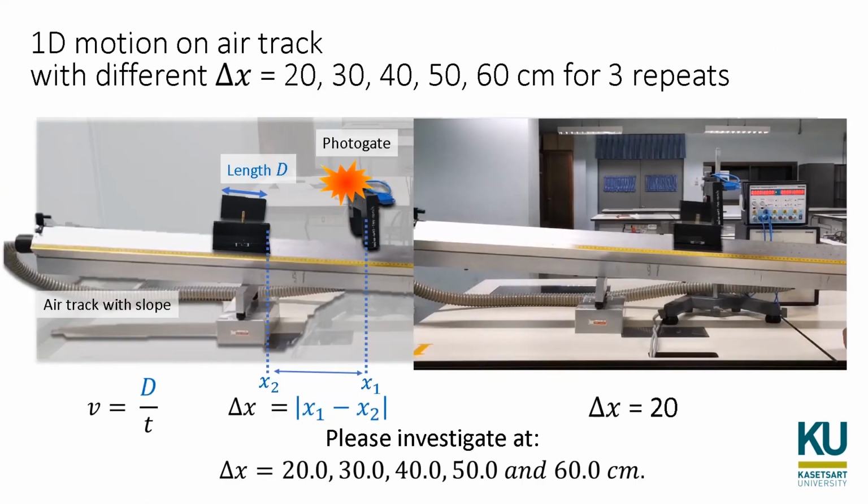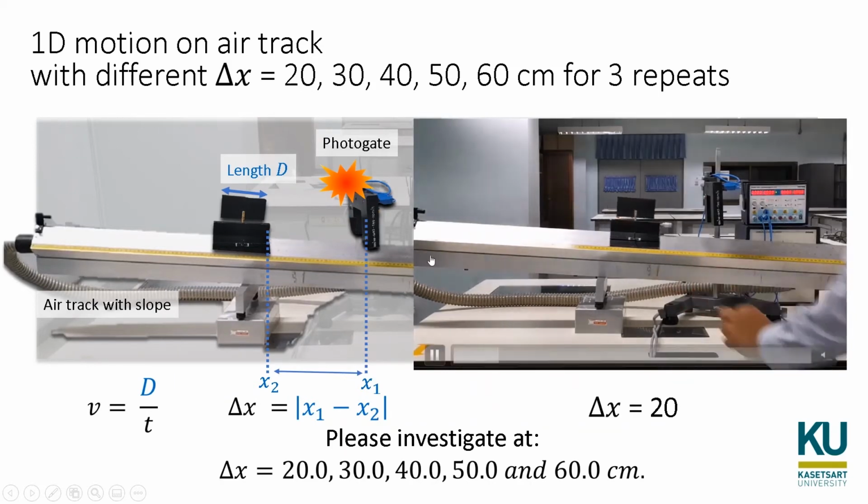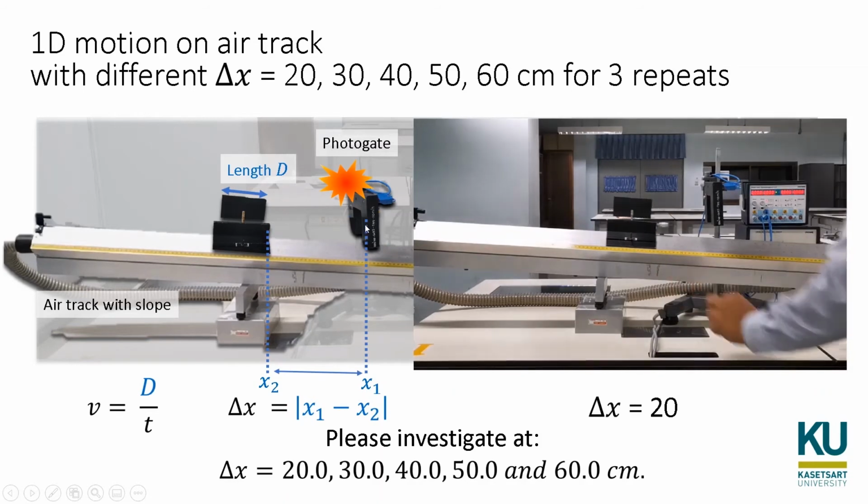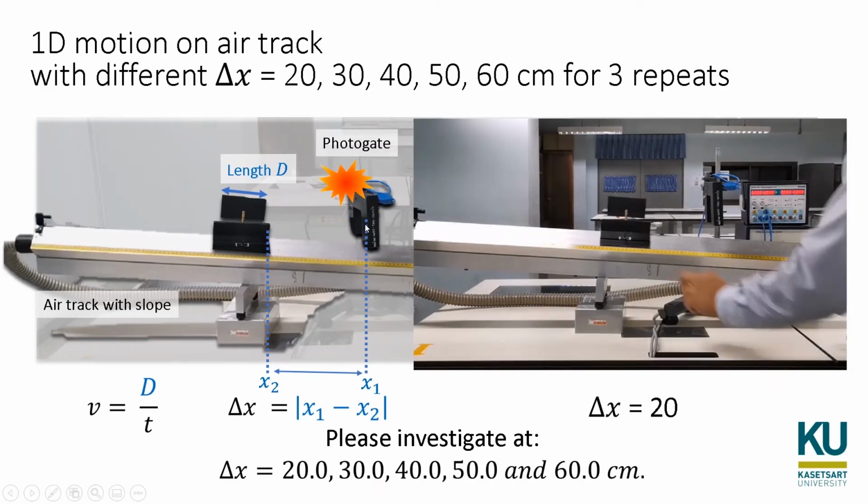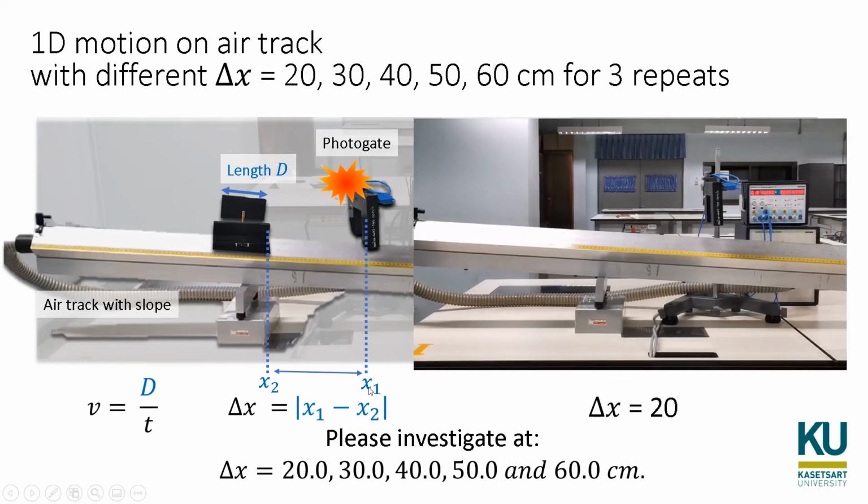In this case, you will record the time from the time counters. And what is the variable parameter? The variable parameter is the displacement. The displacement is the position where you release the glider to have the terminal velocity at the photogate. You have already set up the photogate position as x1. So in this experiment, we suggest you observe displacements of 20, 30, 40, 50, and 60 centimeters.